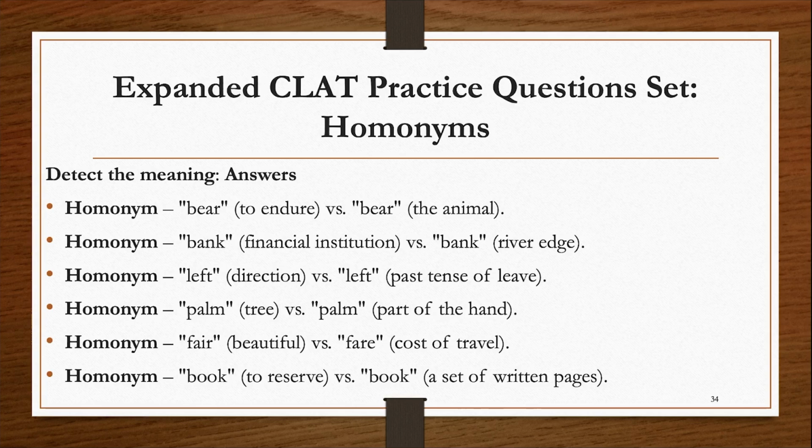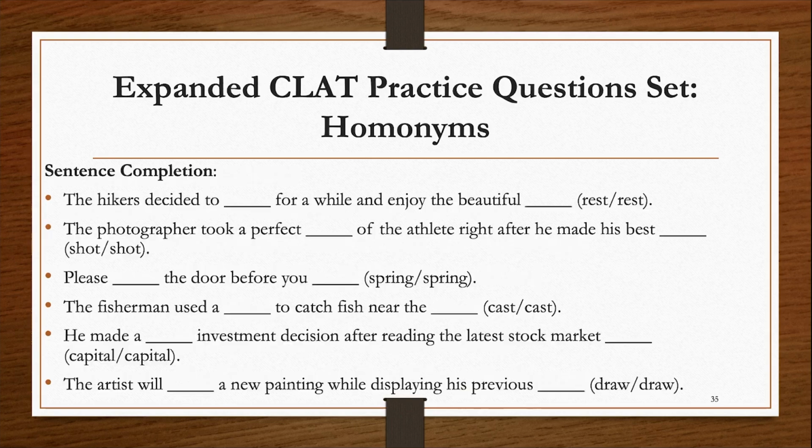The first fair in the next sentence was beautiful. However, the second fare was the cost of travel. The first book was to reserve. The second book is a set of written pages. Now that's the difference. Again, let's move to the next exercise.